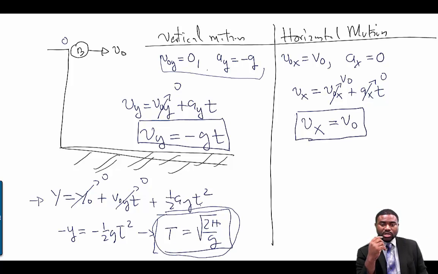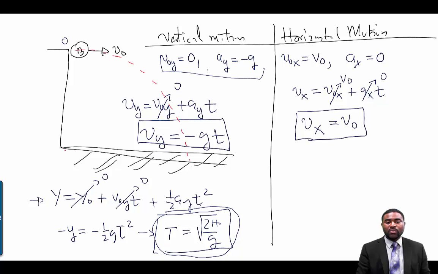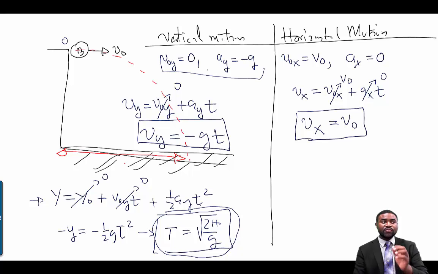The last thing I want to do now, I want to calculate the horizontal distance traveled by this particle, and we call this horizontal distance the range. The range is the horizontal distance traveled by a projectile before it hits the ground. That is the definition of the range. And it is an x distance. Let me say this again. The range is an x distance. I see many of you listening and not writing.